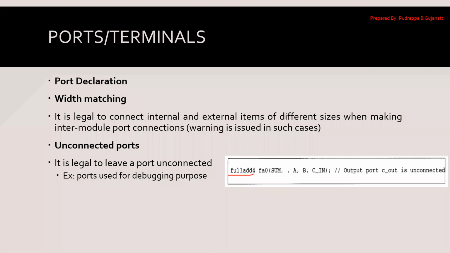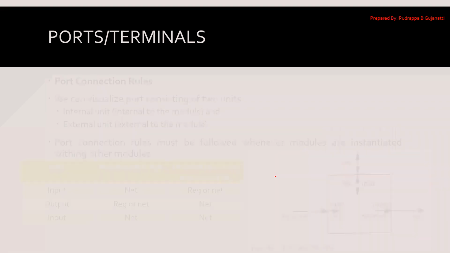This is an example that they have given. In this, we had full adder in the previous case. Then we have FA0, which is an instance of full adder. What are the parameters which are present? Sum, and you can see that there is a blank over here. Then A, B, C in. In the previous example we had seen that full adder accepts sum, C underscore out, A, B, and C in. Five parameters.